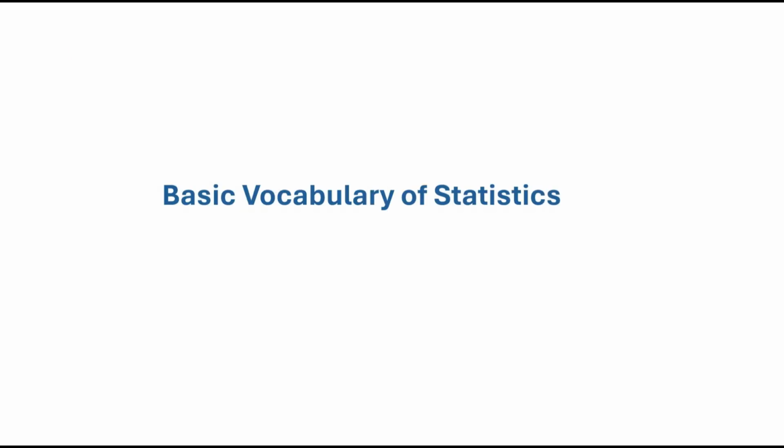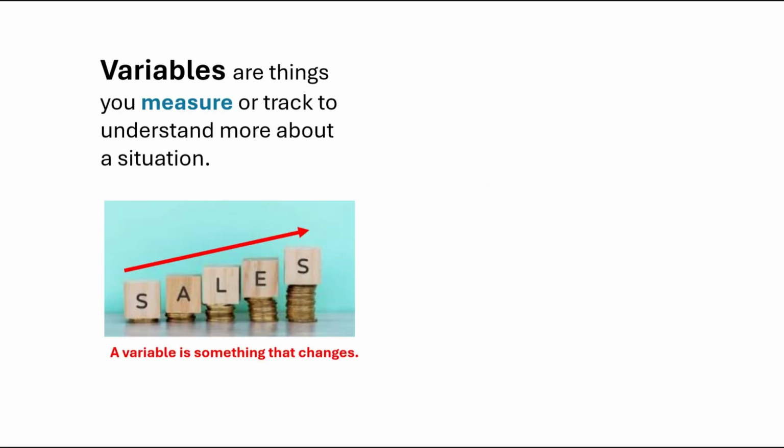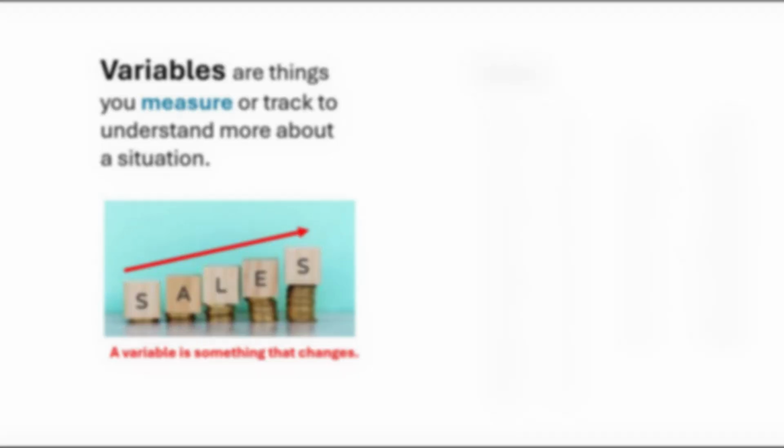Now, let us move to the next section, the basic vocabulary of statistics. Before we go deeper into formulas and analysis, we first need to understand some important terms. These terms will help us describe data correctly and understand the next topics more easily. A variable is something we measure or track to understand a situation. In business, sales can be a variable because sales can change from day to day, week to week, or month to month. For example, if sales increase after a promotion, we can track that change and study what may have caused it. So, a variable is anything that can change and can be measured.